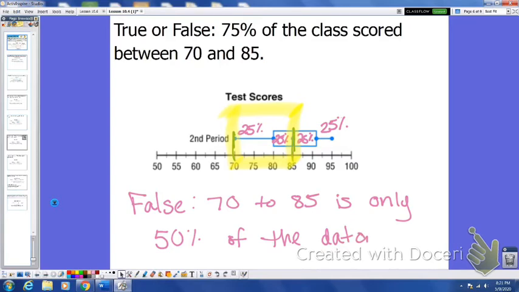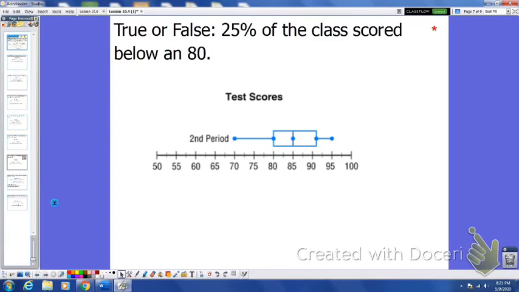Okay, so I'm going to have you guys try one. So true or false, 25% of the class scored below an 80. So go ahead and take a look at this, come up with your answer, pause the video if you need to, and then come back.